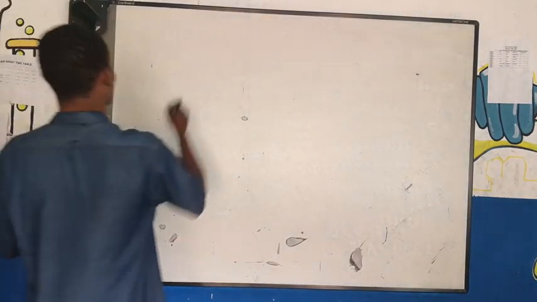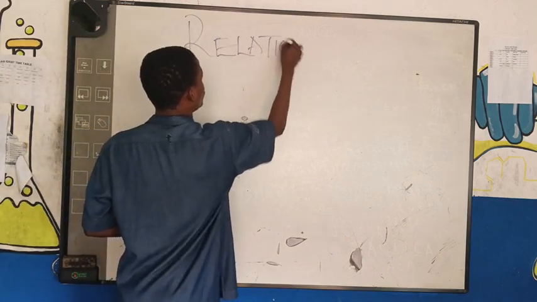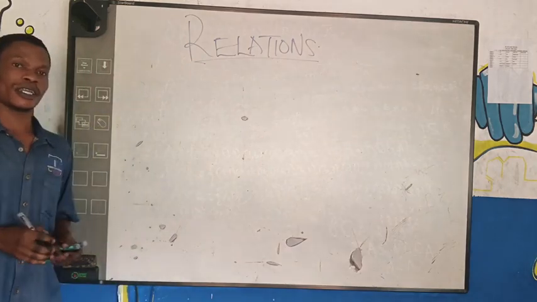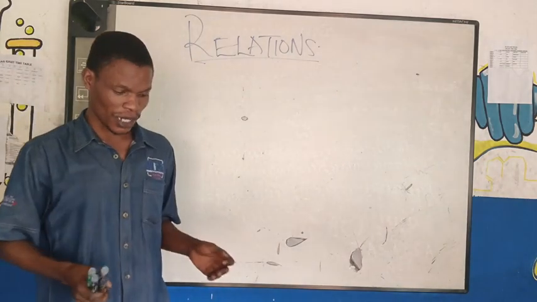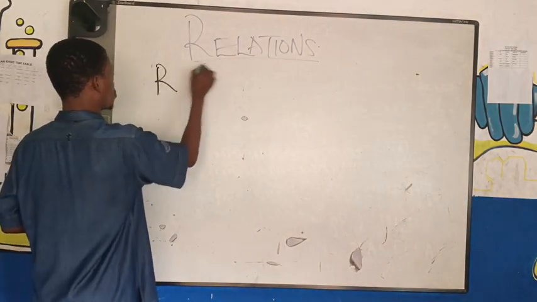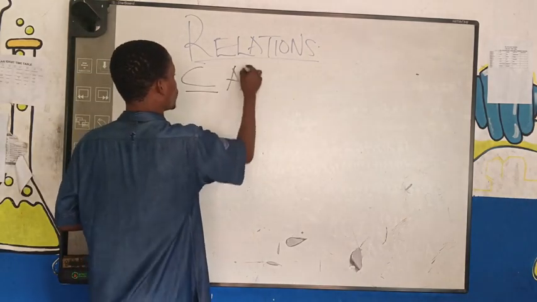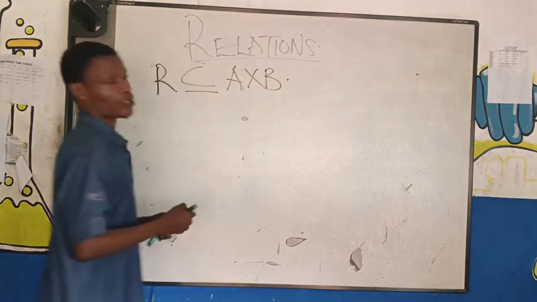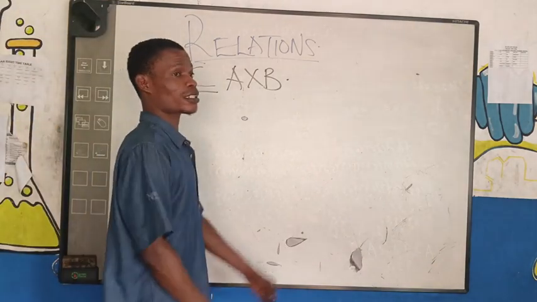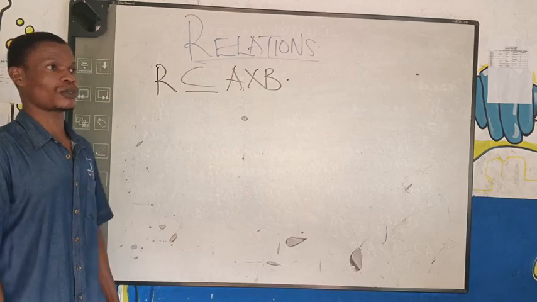Now let's see something relatively cool: relation. What's a relation? Let's say a relation R is a subset, either a proper or an improper subset, of the Cartesian product. The relation R between A and B is a subset, either proper or improper, of the Cartesian product between A and B.